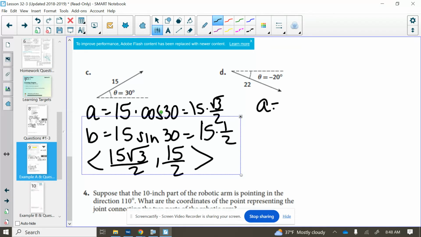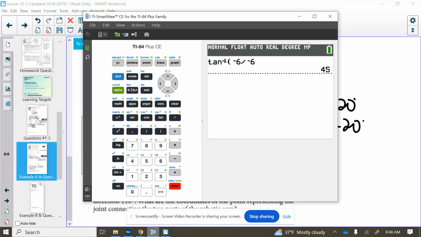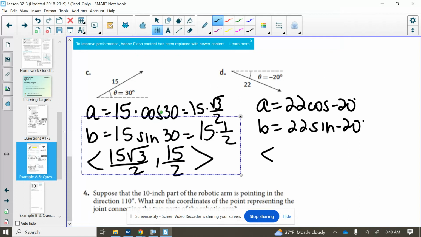Some of these we have no choice but to use our calculators to approximate because negative 20 degrees is not a value from our unit circle. So regardless, we will have to use that. So 22 times the cosine of negative 20. Make sure you are in degrees mode, which we are good to go. And then 22 times the sine of negative 20 would be our B value. So 20.67, comma, negative 7.52.